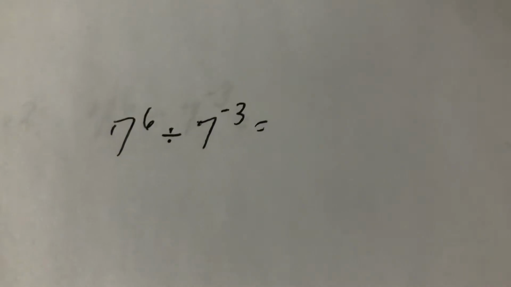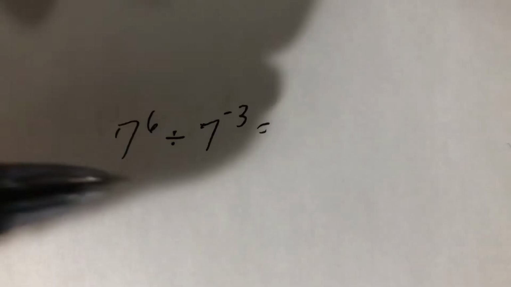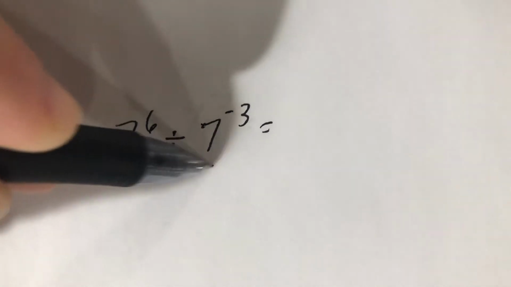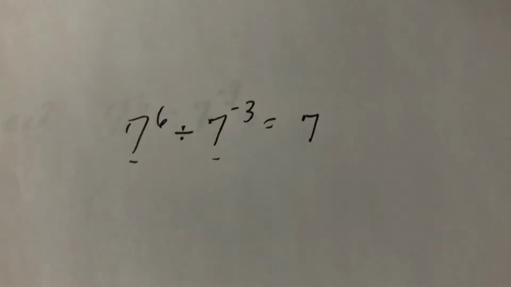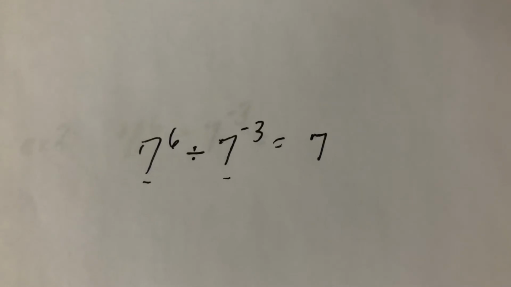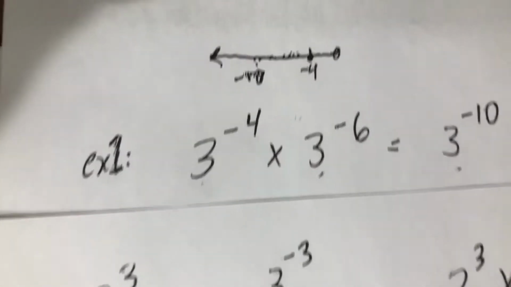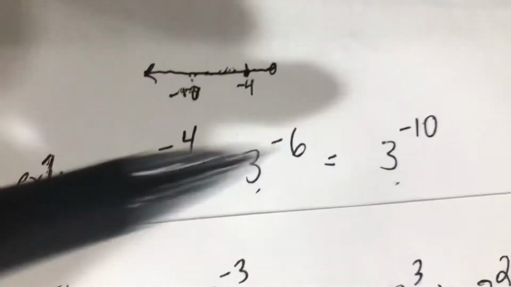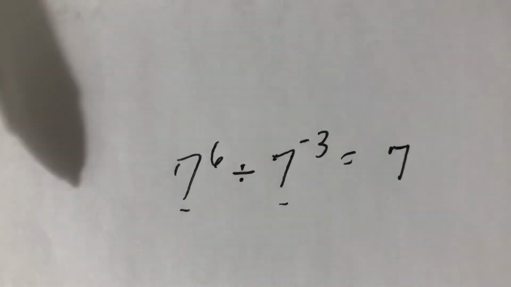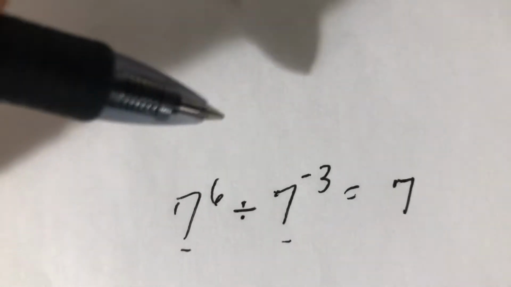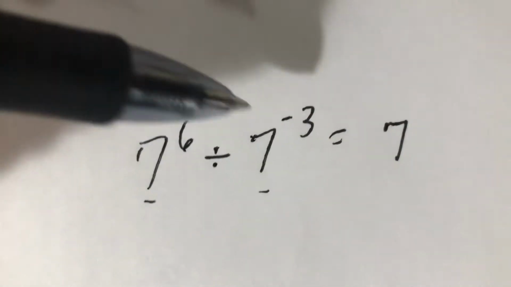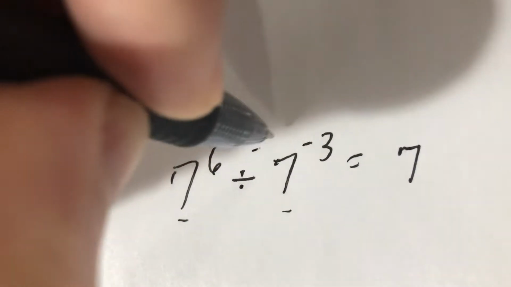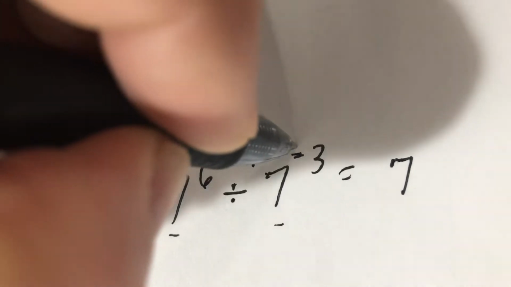Okay, let's look at this one right here. So remember, when you are multiplying and you have the same base number, the base stays the same. And when you're dividing, it actually stays the same too, except when we were multiplying, we added, right? We added these two numbers together. And when you're dividing, guess what? You subtract them. So really, this one's going to be 6 minus a minus 3. So minus a minus is really just plus. So 6 plus 3 is 9.